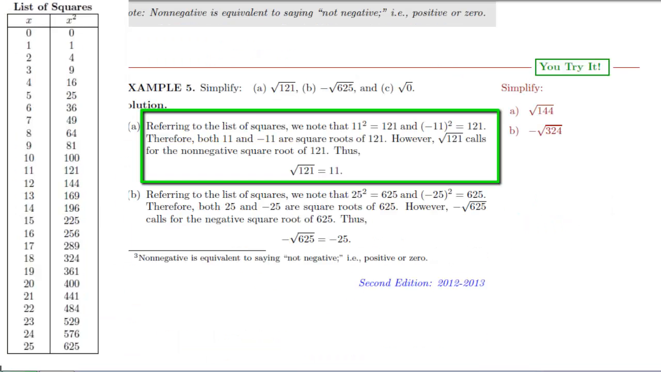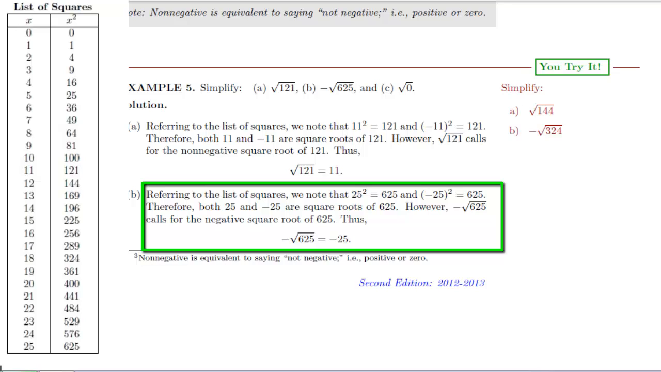Example 5. Simplify a, the square root of 121. Referring to the list of squares, we note that 11 squared equals 121, and negative 11 squared equals 121. Therefore, both 11 and negative 11 are square roots of 121. However, the square root of 121 calls for the non-negative square root of 121, thus the square root of 121 equals 11.